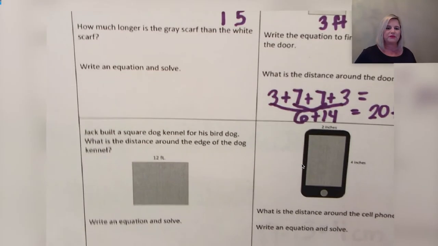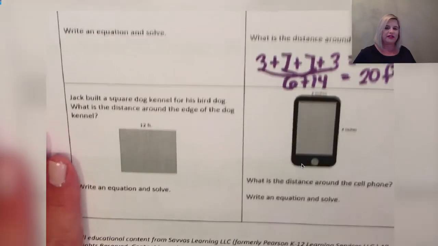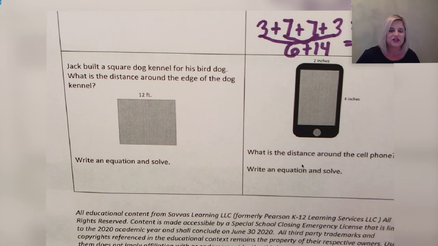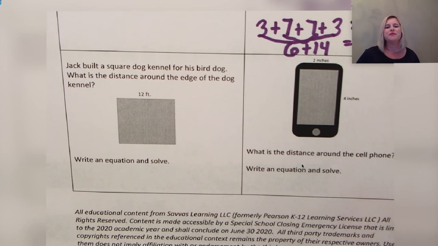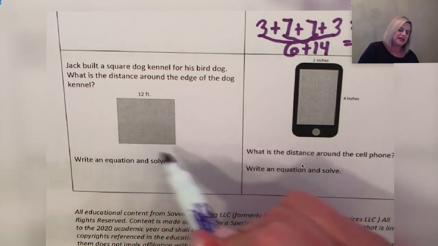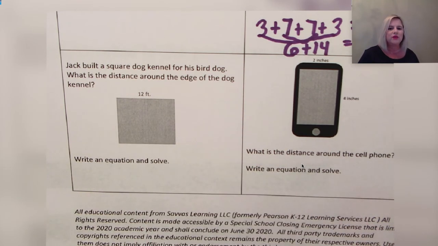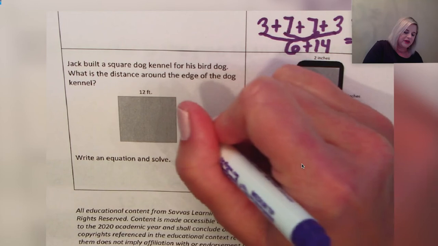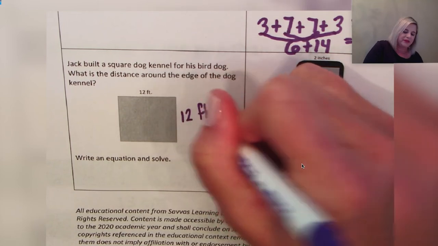Our next problem says, Jack built a square dog kennel for his bird dog. What is the distance around the edge of the dog kennel? Write an equation and solve. What do you see, boys and girls? Do you see a rectangle or a square? Very good, it's a square. And we know that a square is the same on all 4 sides. Go ahead and label that with me.